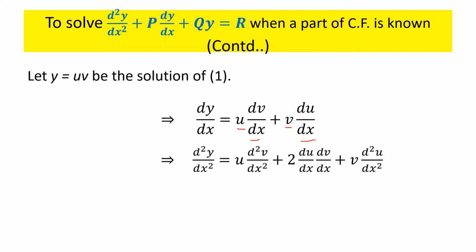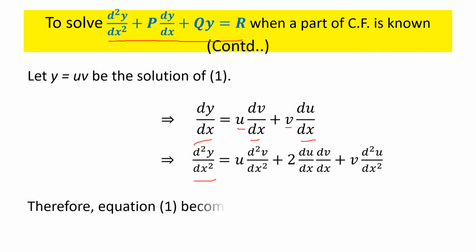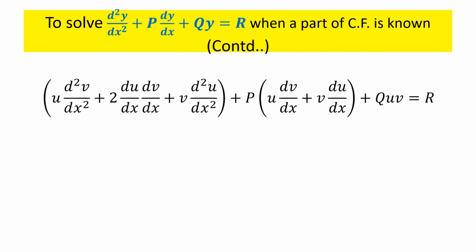Now, we shall substitute dy by dx, d square y by dx square and y is equal to uv in equation 1. Therefore, equation 1 becomes u into d square v by dx square plus 2 du by dx into dv by dx plus v d square u by dx square, plus p into u dv by dx plus v du by dx, plus q u into v is equal to r.